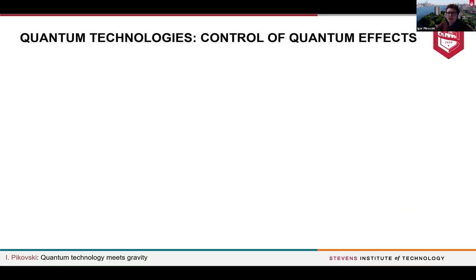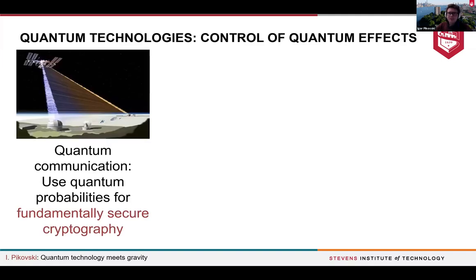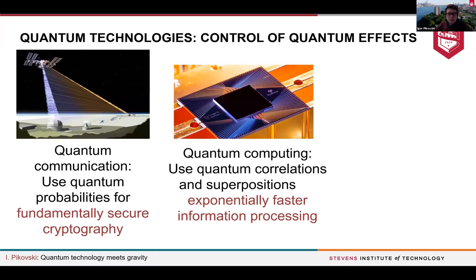Now, quantum technologies are really the control and the usage of these quantum effects that I mentioned. So for example, we can have quantum communication, which is just using this probabilistic nature of quantum theory in order to create fundamentally secure cryptography. So this is one application. Another application is quantum computing.